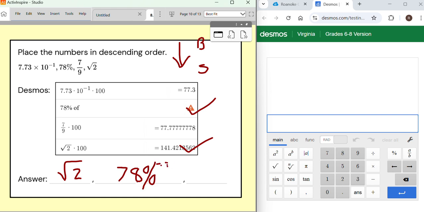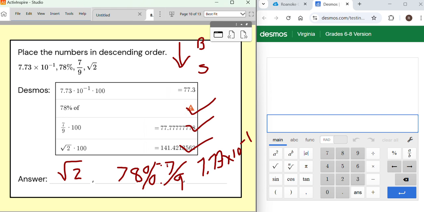So let me go ahead and get my stylus working here, and I'm going to write 7/9. Okay? And finally, we get the last one, which is 7.73 times 10 to the -1. And that's how you put them in descending order.